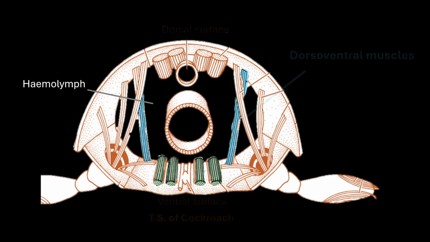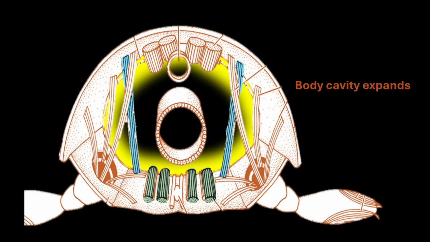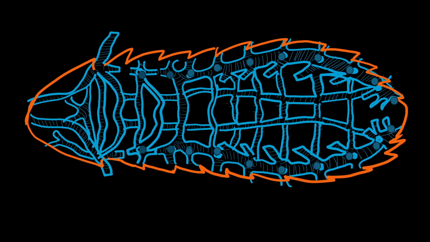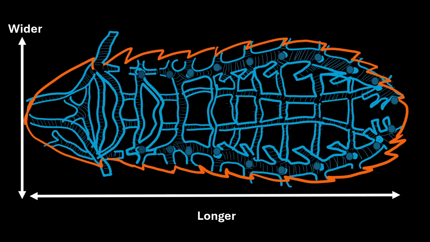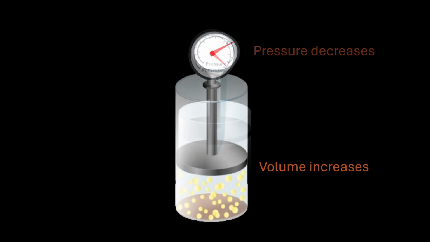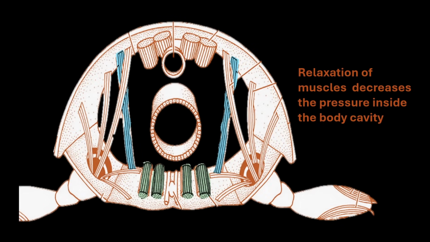When both these muscle groups relax, the body cavity expands. It becomes a bit wider and slightly longer. And just like in physics, we have seen that when volume increases, the pressure decreases. So, following the same concept, relaxation of these muscles increases the body cavity and in return decreases the pressure inside the body cavity.